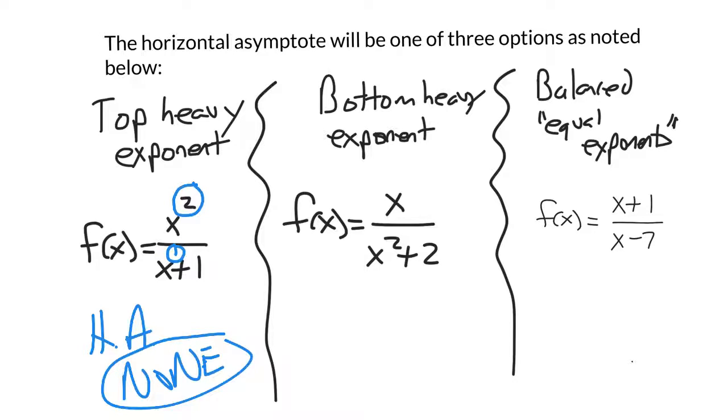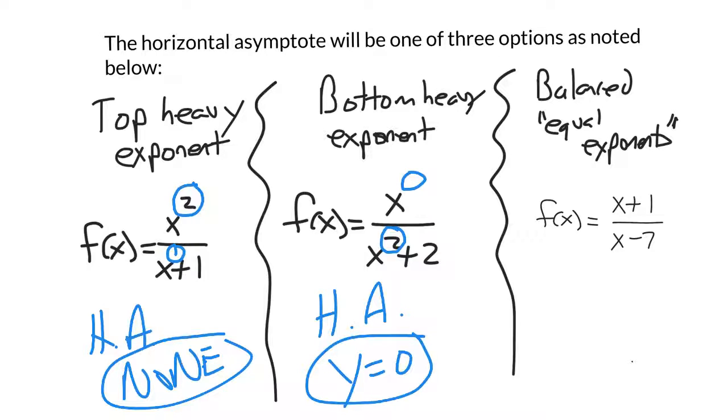In a case where it's bottom-heavy, that is where the degree of the bottom polynomial is bigger than the degree of the top polynomial, I reference that as bottom-heavy. The horizontal asymptote is always, always, always found at y equals 0.